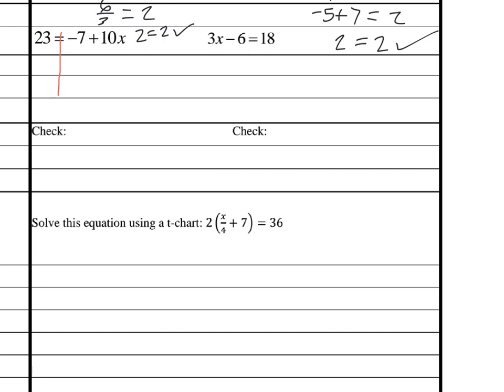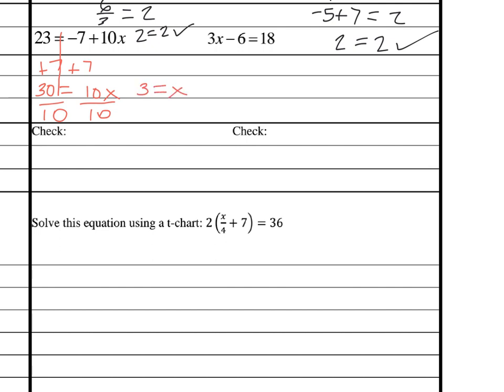23 equals negative 7 plus 10x. Alright, so we need to get x by itself. It is being multiplied by 10, but first I have to get rid of that negative 7, so I'm going to add 7 to both sides. 23 plus 7 is 30, equals negative 7 plus 7 is gone, turned into 0, so I'm left with 10x. 10x is really 10 times x. To get rid of multiplication, I divide. So I'm going to divide by 10 on both sides, and I get 3 equals x.